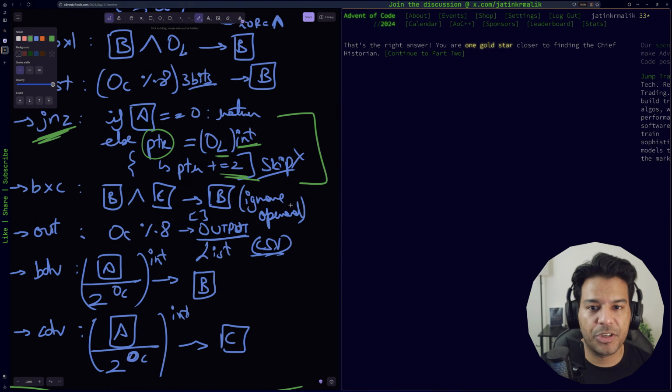And the out instruction was also fairly straightforward. I just took the value after modulo 8 and added it to a list. And once we were out of the program, I just joined that list with commas and outputted a string. And in my part 1 answer, I just put that string and it worked. So yeah, with that, let's move on to part 2 and see what we have in hold for us.